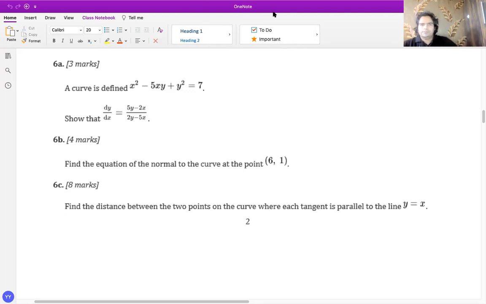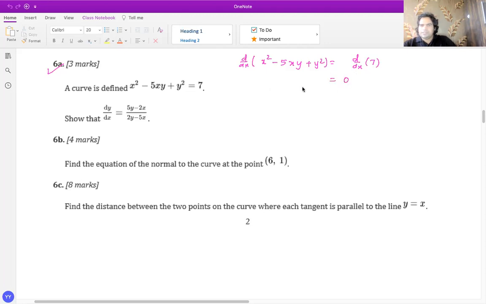So for this part, what we have is they have given us an implicit function. And the first step is to actually find out the derivative expression and show that it comes to be (5y minus 2x) over (2y minus 5x). So first thing is that when you differentiate the implicit one, we follow the standard procedure of differentiating both the sides. So x squared minus 5xy plus y squared equals 7 as well.